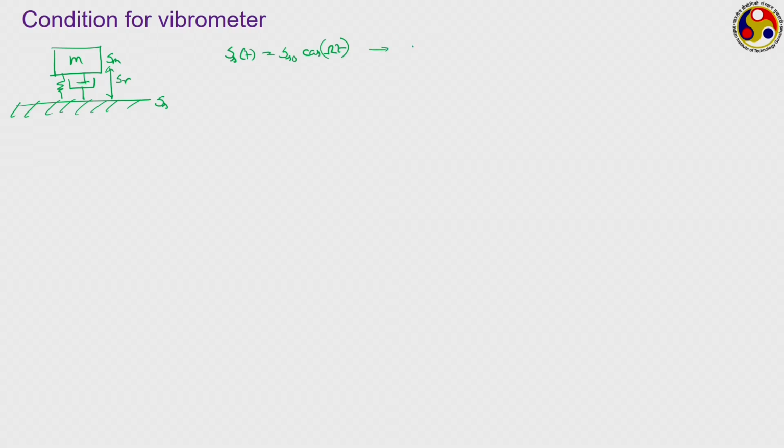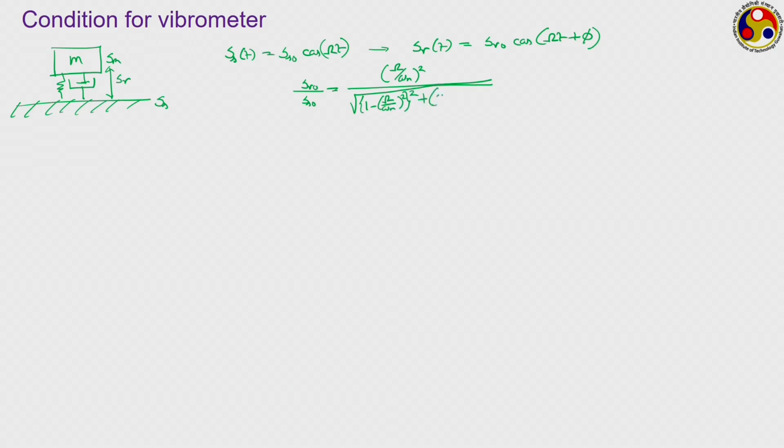And this led, through analyzing this system as a standard second order assembly subjected to a periodic signal, to S_r(t) as S_r0 into cos of (omega t plus phi), where S_r0 by S_s0 was identified to be something like this: omega upon omega_n whole squared, divided by the whole root of (1 minus omega upon omega_n whole squared) whole squared, plus (twice zeta omega upon omega_n) whole squared.